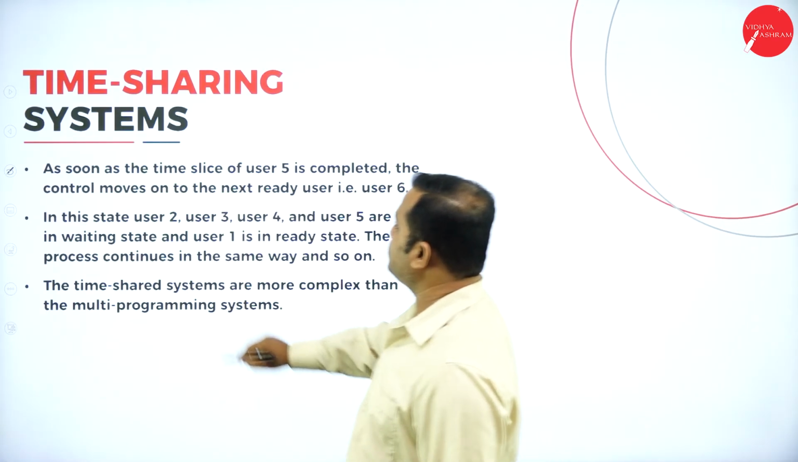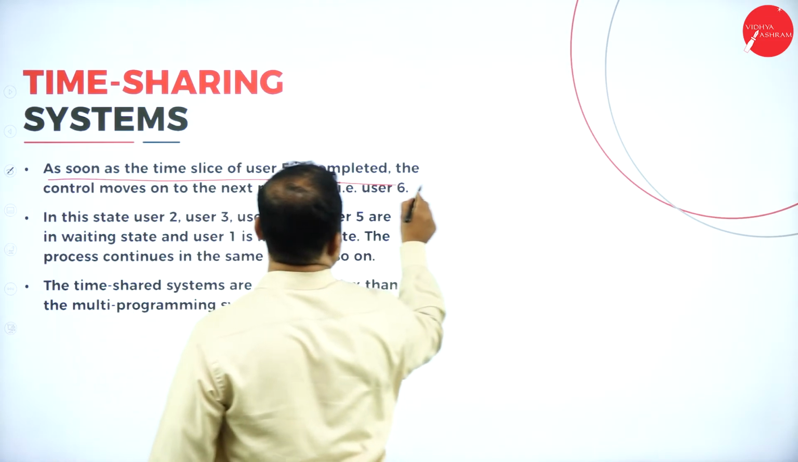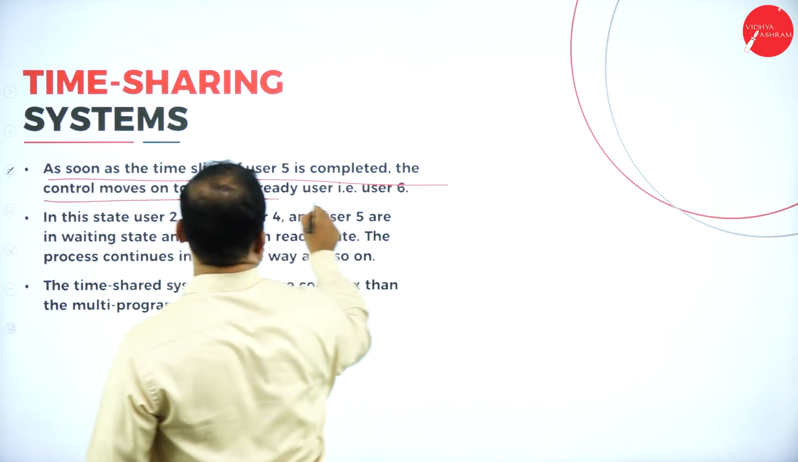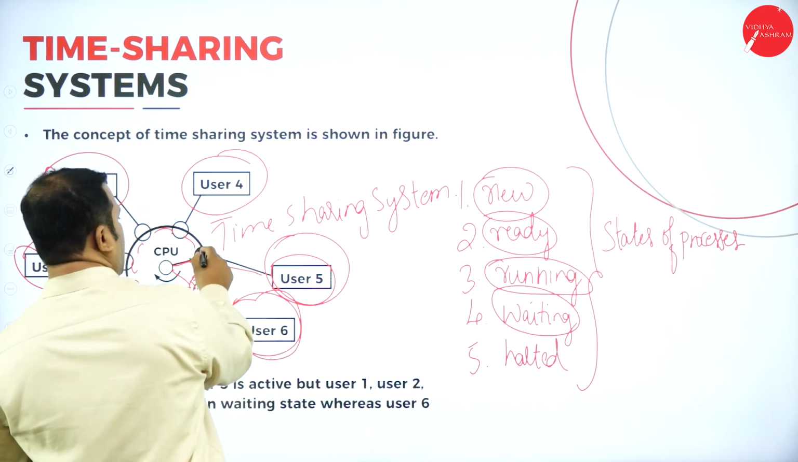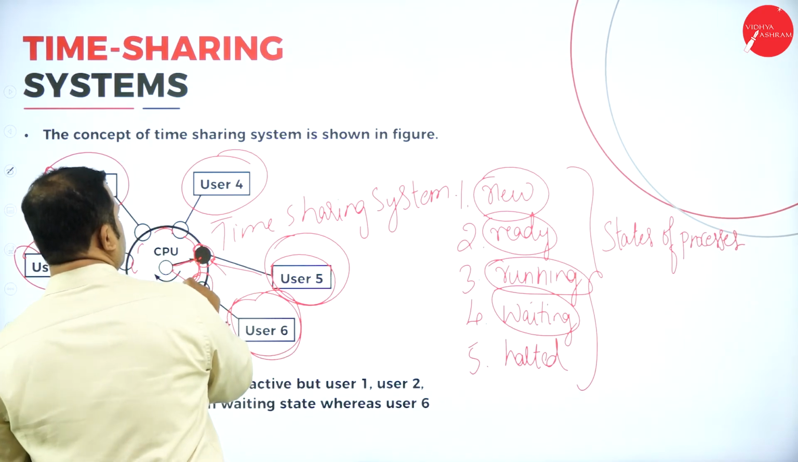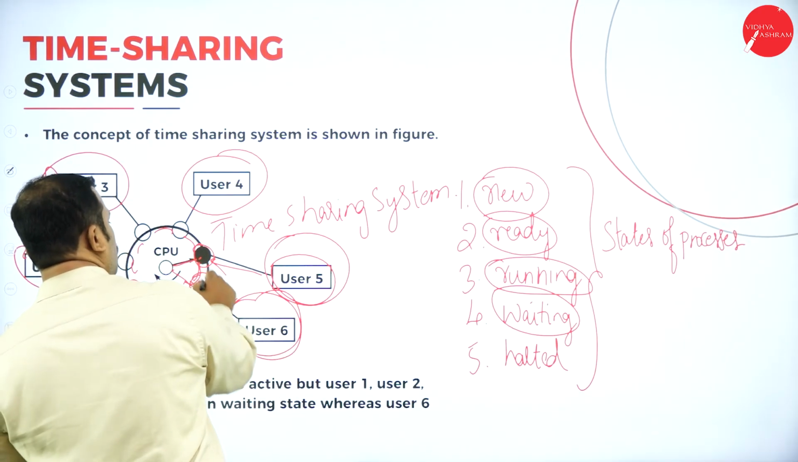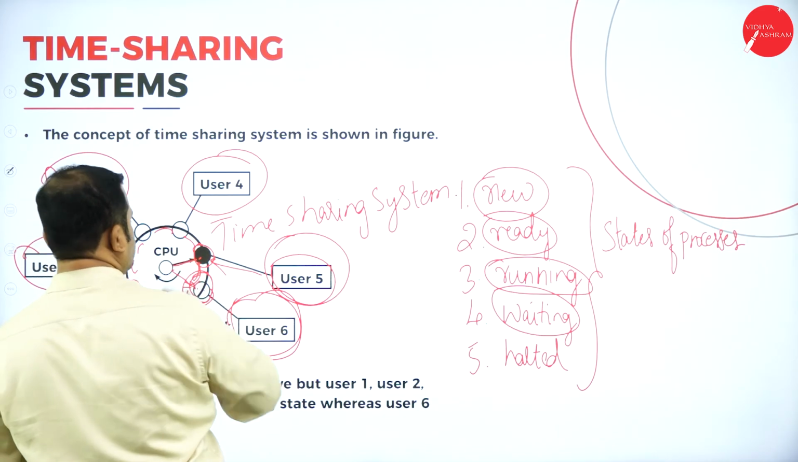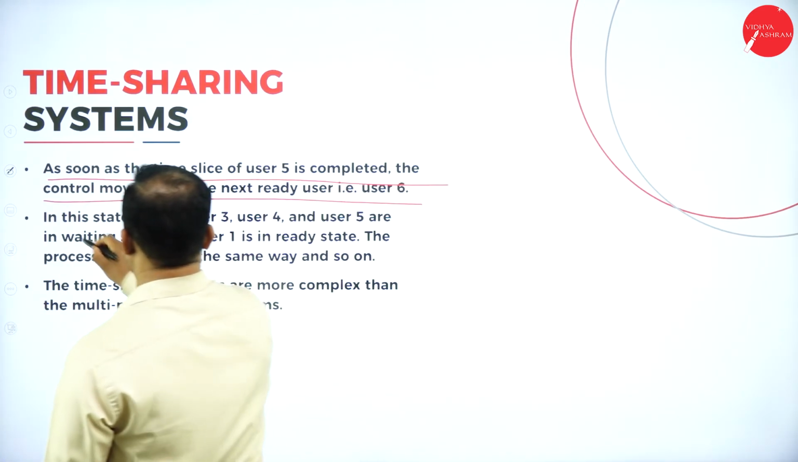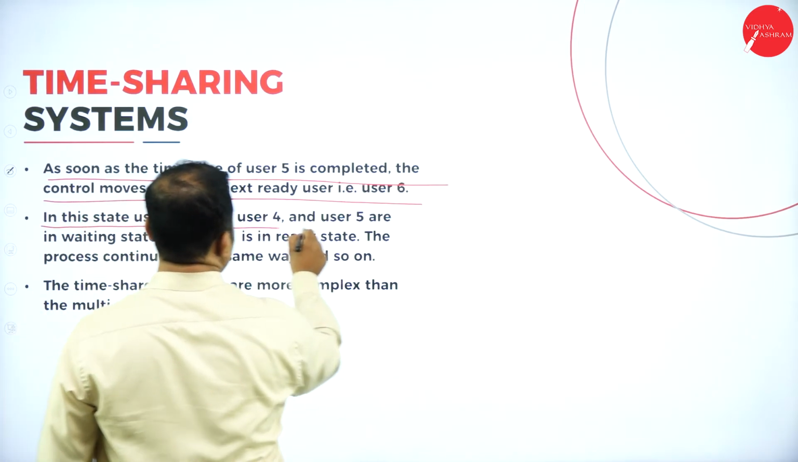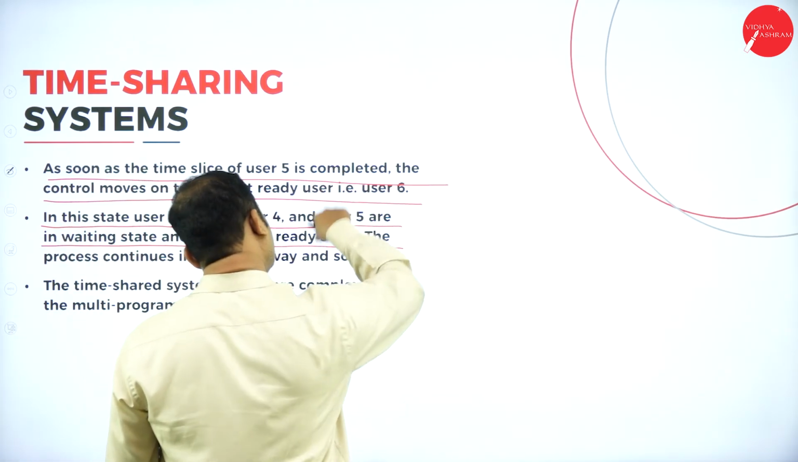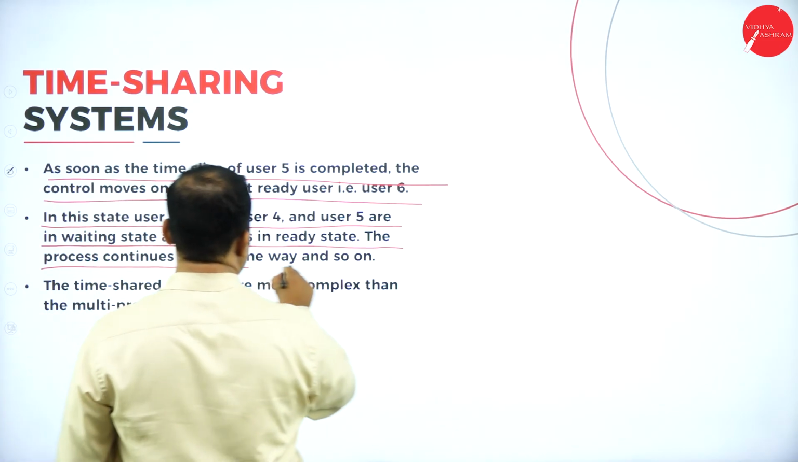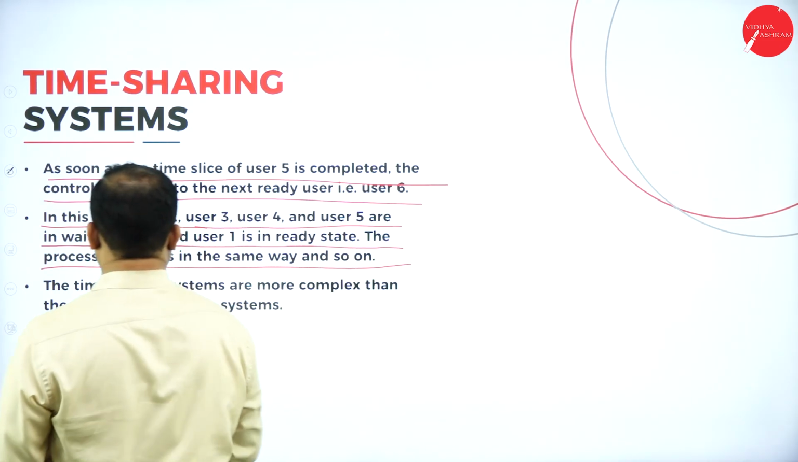As soon as the time slice of user 5 is completed, the control moves on to the next user, that is user 6. As I already explained, when the time slice or quantum expires, it moves to the next user and the control of the CPU is given to user 6. The same thing is explained here. In this stage, users 2, 3, 4, 5 are in waiting state and user 1 is in ready state. The process continues in the same way and so on.